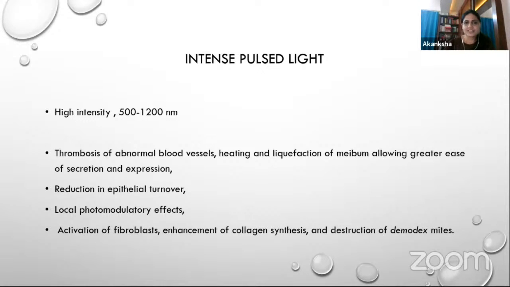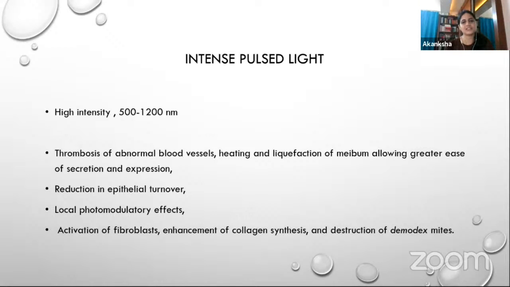Intense pulsed light is a therapy where high intensity light ranging from 500 to 1200 nanometers is applied on the lower eyelid or the upper eyelid, on the skin of the lids basically. This has a dual mechanism of action. One is, yes, it is going to cause some heating up and the role of warm compresses and melting of your secretions.